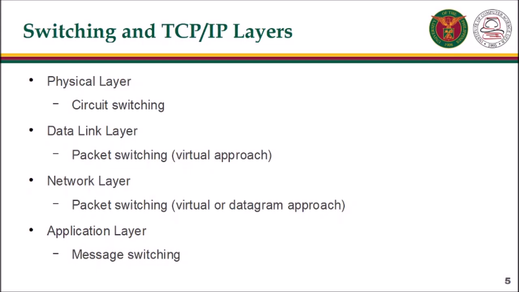At the data link layer, we can have packet switching. However, the term packet in this case means frames or cells. Packet switching at the data link layer is normally done using a virtual circuit approach. At the network layer, we can have packet switching. In this case, either a virtual circuit approach or the datagram approach can be used. Currently, the internet uses a datagram approach, but the tendency is to move to a virtual circuit approach.